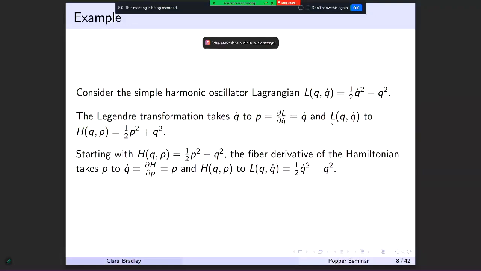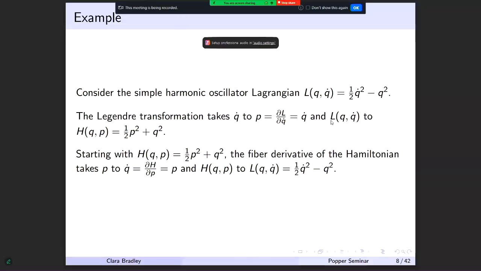If we had this Hamiltonian as our starting point, then our fiber derivative of the Hamiltonian would now define the velocity in terms of the momentum, and now we could define the Lagrangian from the Hamiltonian. And one thing that one will see in this example is that the Lagrangian that we end up with is exactly the one that we started with.